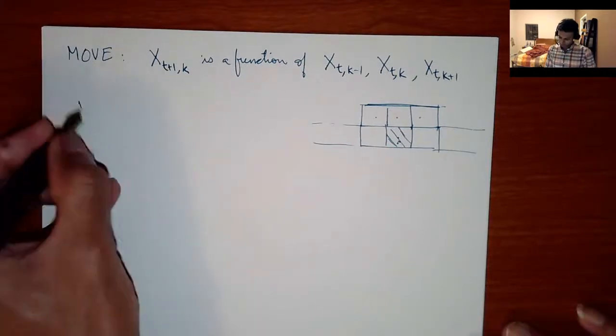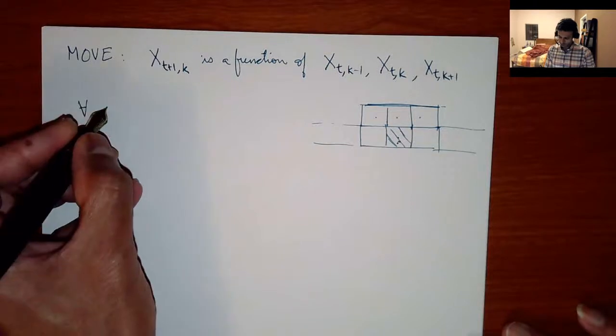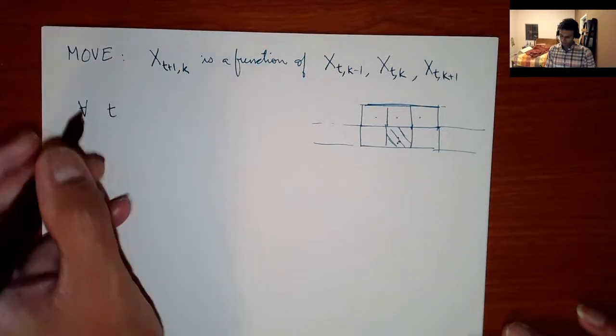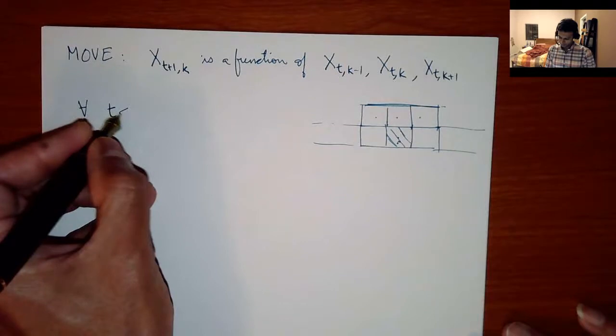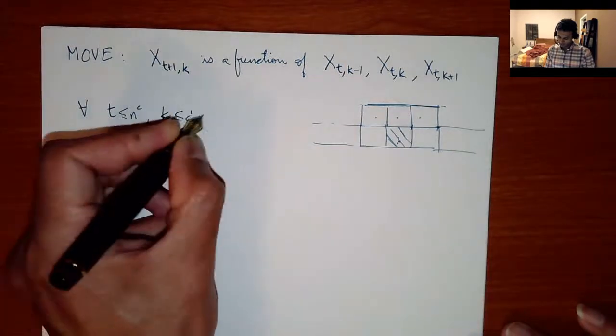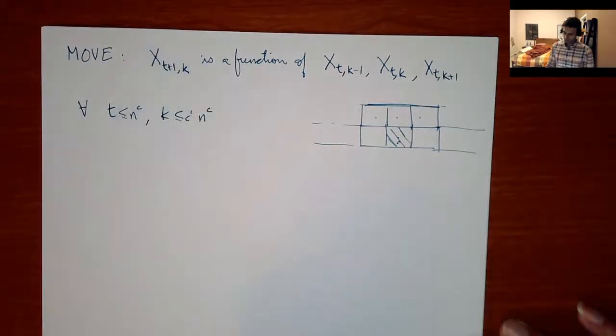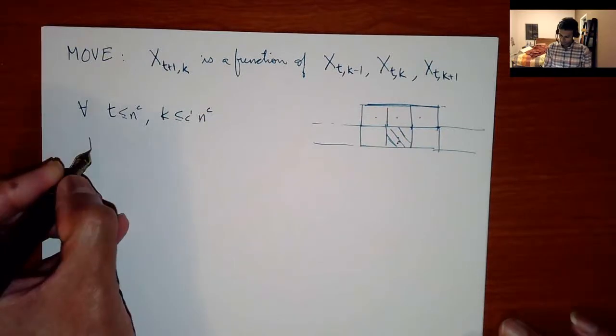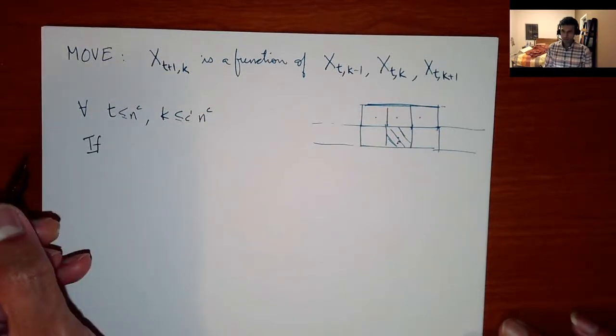So what we can say is, for all t, again less than n to the c, k less than c prime n to the c, I'll take a guess as to what's coming next.